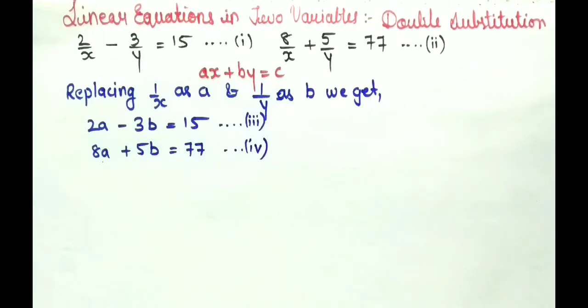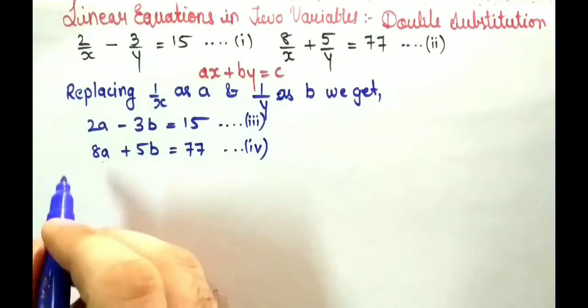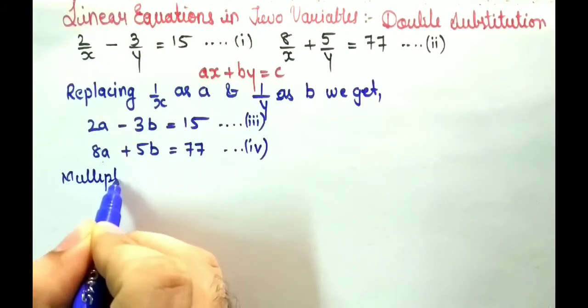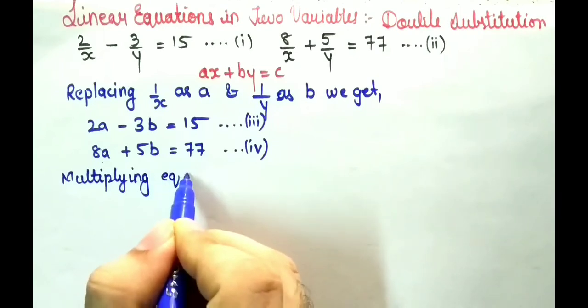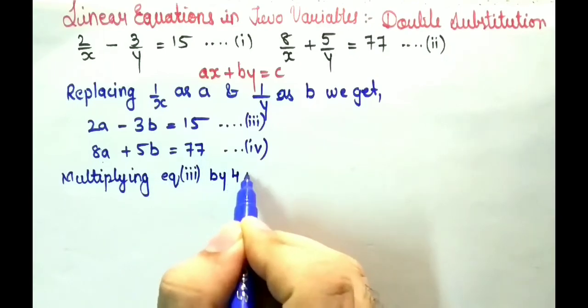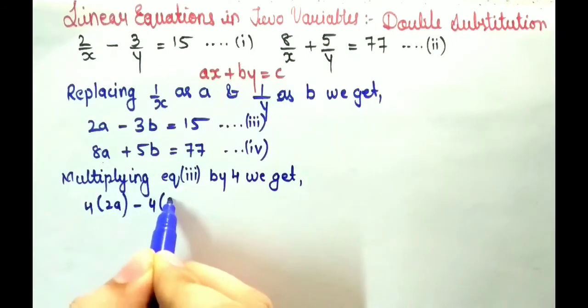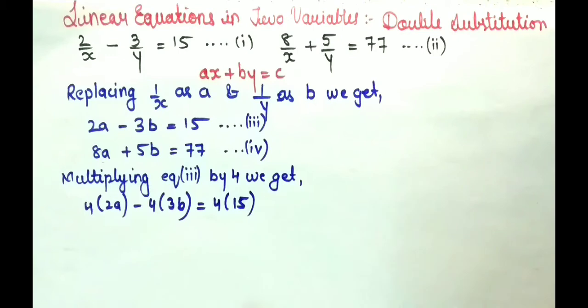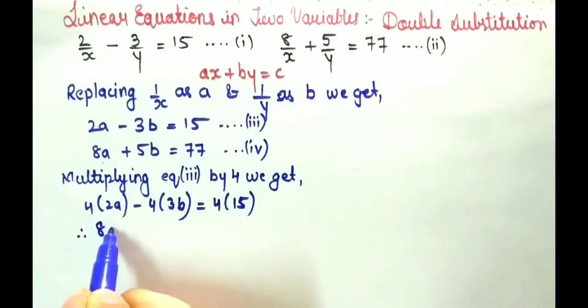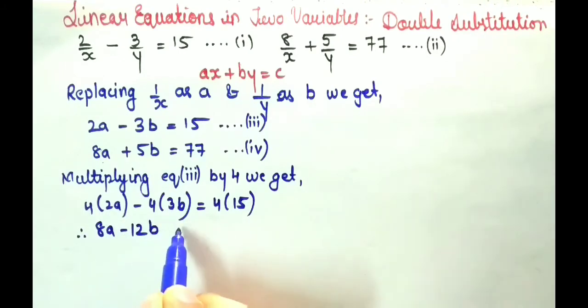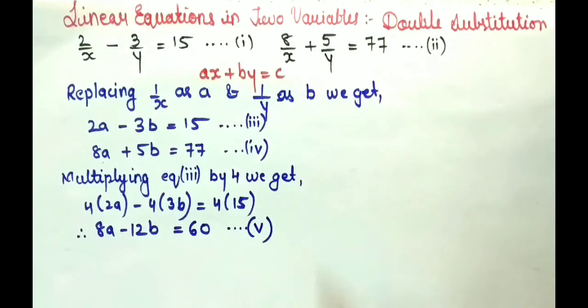Now we have to solve our sum using these two equations specifically. Now, using the same method as we solved in elimination by substitution or elimination by equating the coefficients, we can solve these two equations. Here I am using elimination by equating the coefficients as my method. Therefore, multiplying equation 3 by 4, we get 4 into 2a minus 4 into 3b is equal to 4 into 15, which gives me 8a minus 12b is equal to 60. This becomes my equation 5.